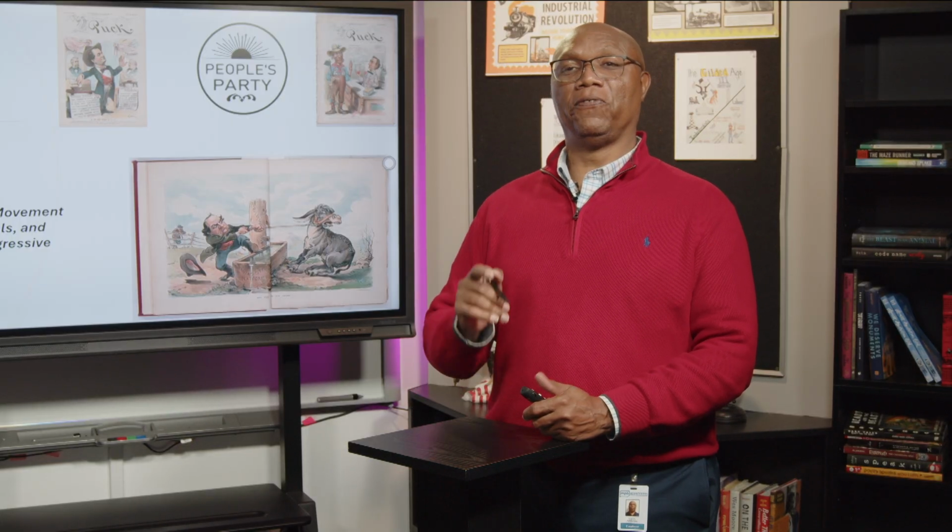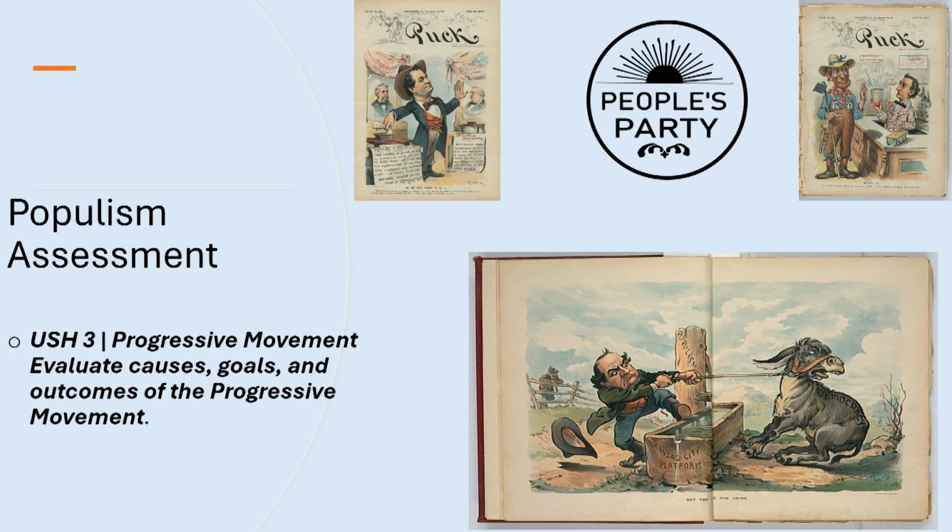So what we're going to try to do is offer you some strategies and some information about things that you could do to improve your chances of being successful on that test. We're going to start with populism today, and populism is going to be our next lesson, and it should be lesson 4. This is U.S. history Standard 3, progressive movement: evaluate causes, goals, and outcomes of the progressive movement. Now you say, well, progressive movement, but we're talking about populism.